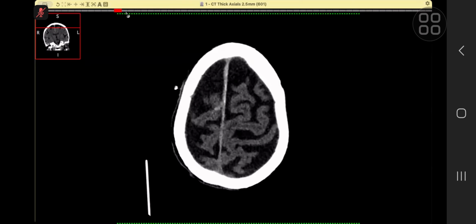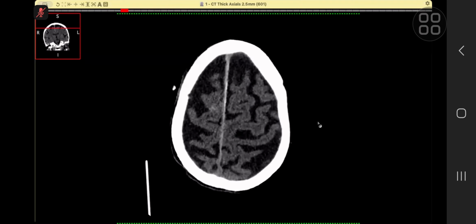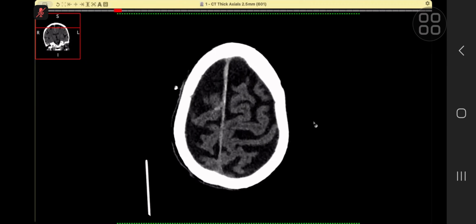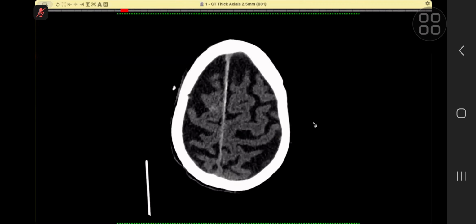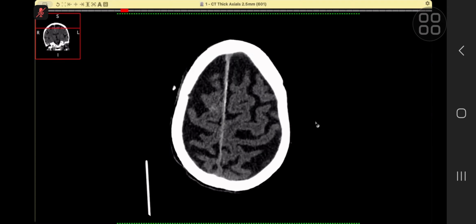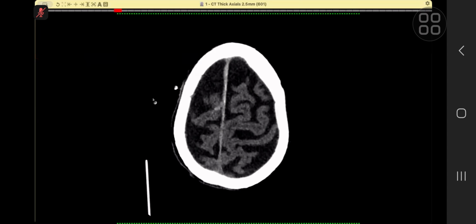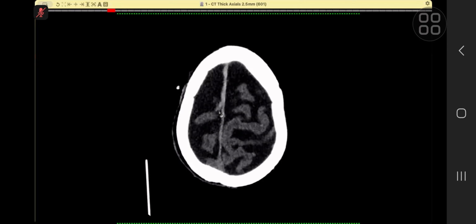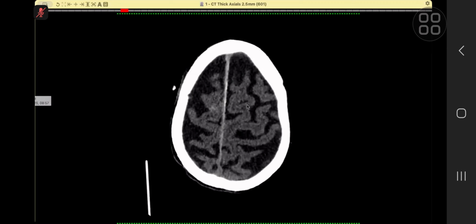I would like to see the bone window images to look for any fractures. There's no evidence of any subdural hematoma on the visualized images. There are age-related generalized cerebral atrophy and small vessel ischemic changes. Okay, fine. I would like to go through the bone window. Are you sure that this is a subarachnoid? Yes, sir. Most likely. Given the history, this looks like a subarachnoid hemorrhage.